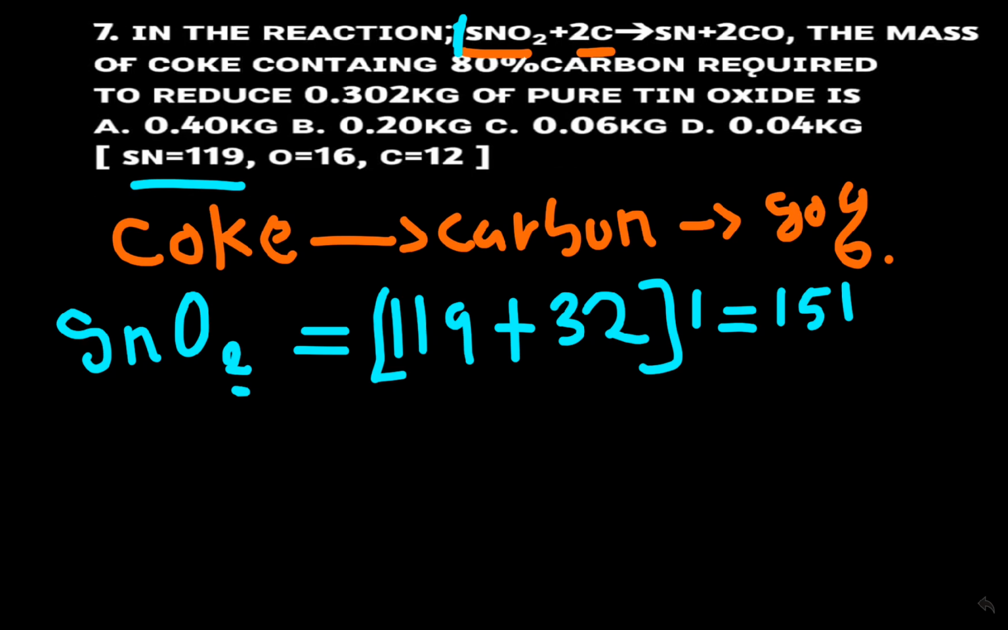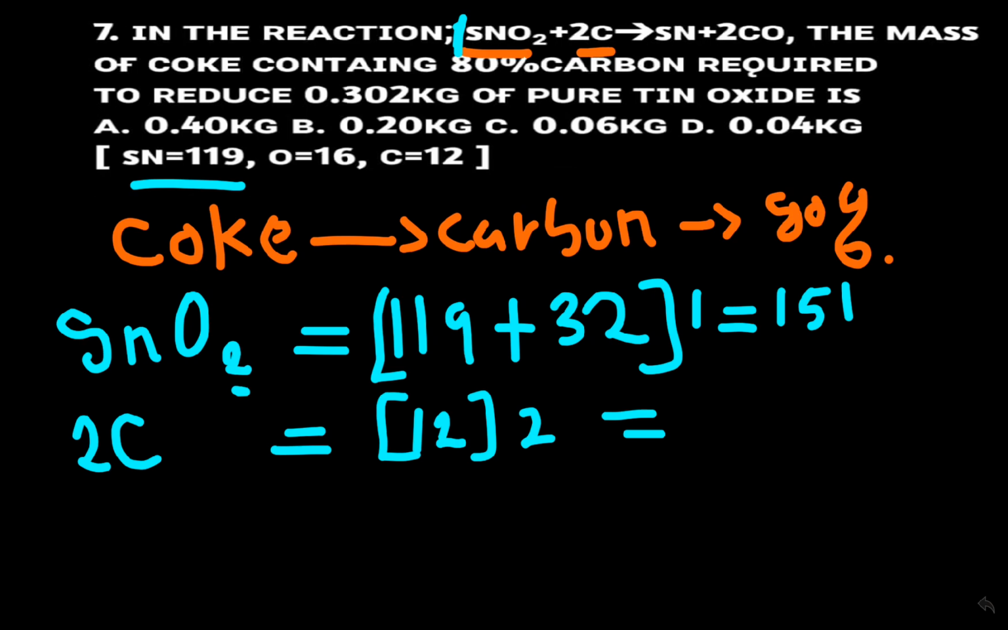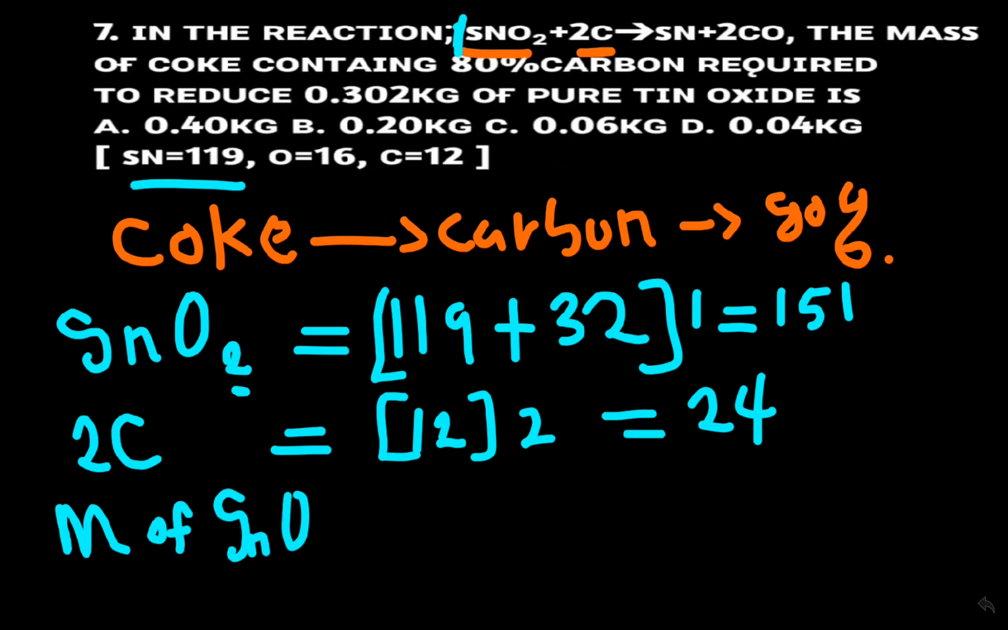Next, we'll calculate the molar mass of carbon. Carbon from the equation is actually 2 carbon, so it becomes 12 in bracket times 2, which would help us arrive at 24. Do not forget the amount of tin oxide given. The mass of SnO2 is 0.302 kilogram.